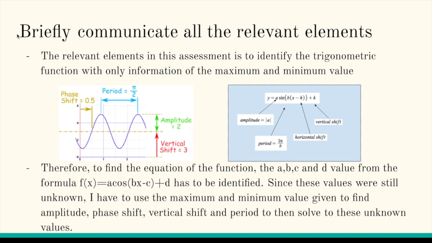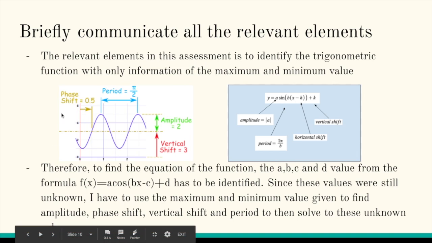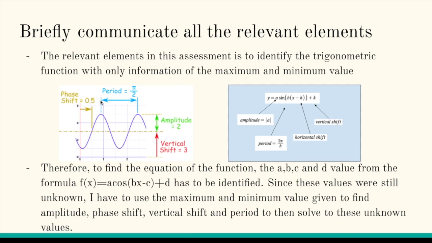The first strand of the reflection is to briefly communicate all the relevant elements, in which the relevant element in this assignment is to identify the trigonometric function with only the information of the maximum and minimum values. Therefore, to find the equation of the function, we need the a, b, c, d values from the formula. Since these values were still unknown, I had to use the maximum and minimum values given to find amplitude, phase shift, vertical shift, and period to then solve for these unknown values.